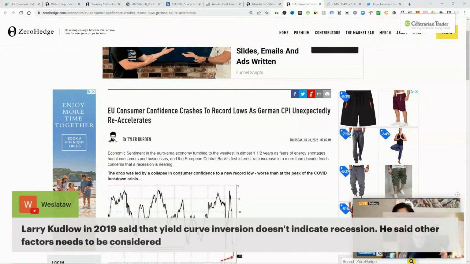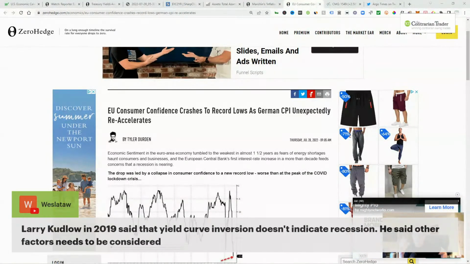Westlaw: Larry Kudlow in 2019 said the yield curve inversion doesn't indicate recession. He said other factors need to be considered. Yeah, Larry Kudlow, while he's a conservative, I don't agree with all conservatives. I remember back in post-GFC, the Great Financial Crisis, only a couple of months after it really blew up, he was on there saying green shoots. We're seeing green shoots everywhere of economic growth. We were in recession for two more years. So Larry Kudlow, nice guy, but a little bit flaky.